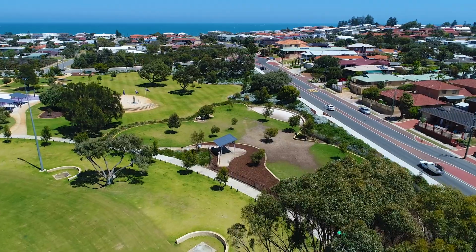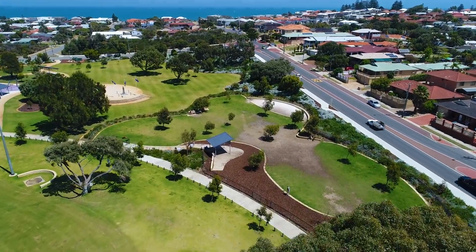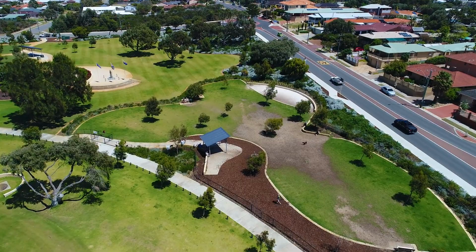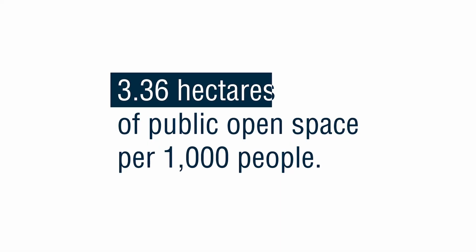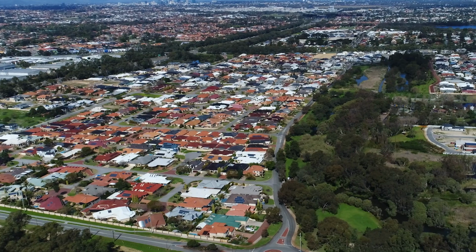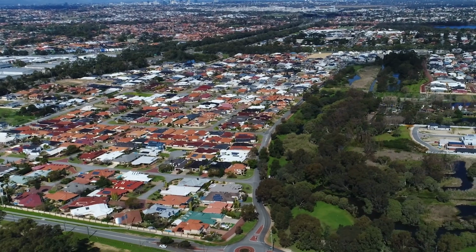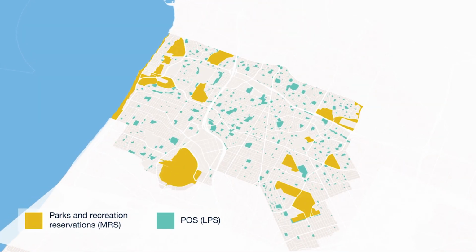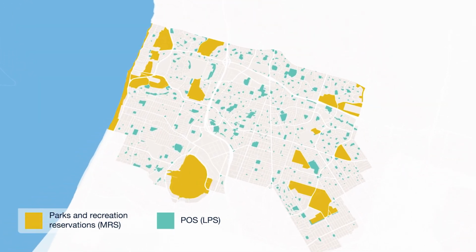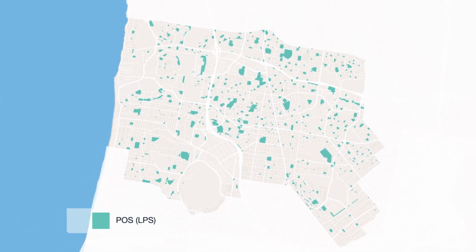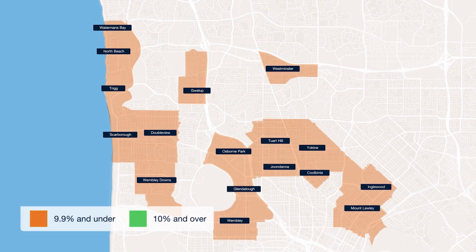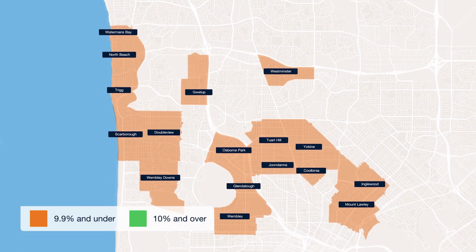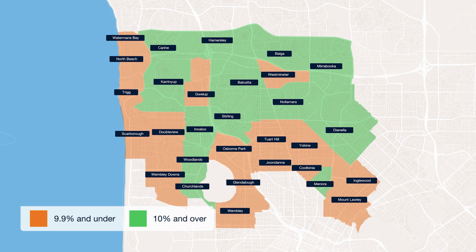There is a state requirement to provide 10% of the gross area for a residential subdivision for the purpose of public open space. This is based on a standard of 3.36 hectares of public open space per 1,000 people, as explained in Part 4 of the strategy. As per state policy, reserves under the Metropolitan Regional Scheme are not included in this 10% calculation. This 10% standard is often applied across a suburb, creating challenges around ensuring the community has access to sufficient public open space.